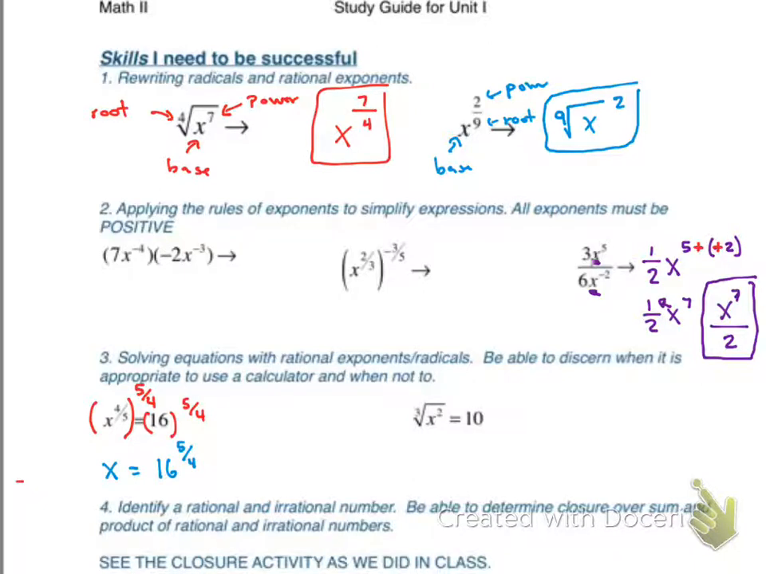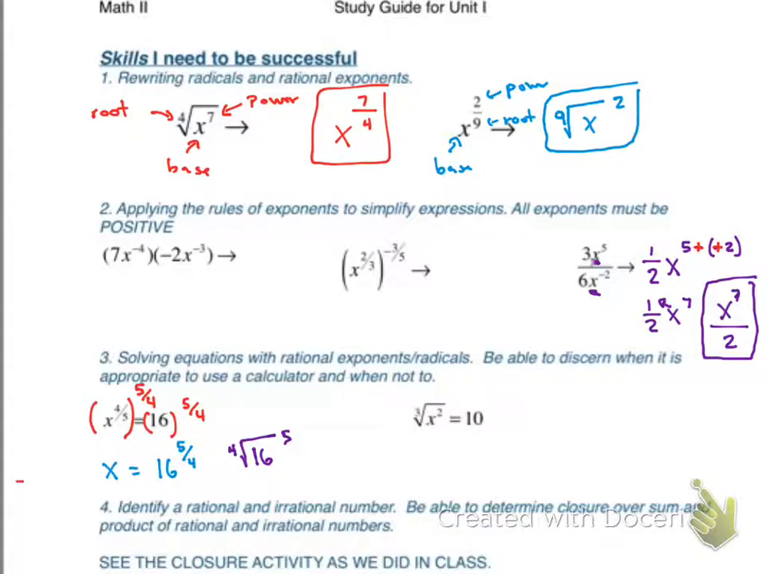Okay, now I'm going to rewrite this in radical form. I know the 5 is my power and the 4 is my root. That goes back to that first skill that we learned, rewriting radicals and rational exponents. So when I rewrite this, my base is 16, my power is 5, my root is 4.